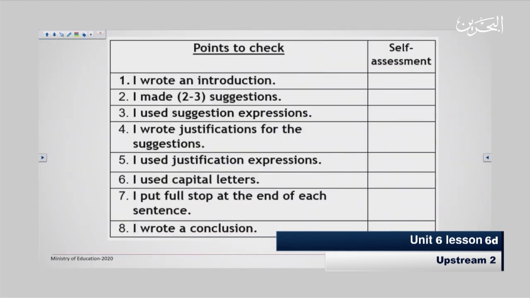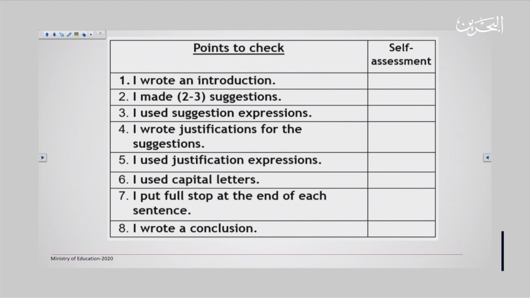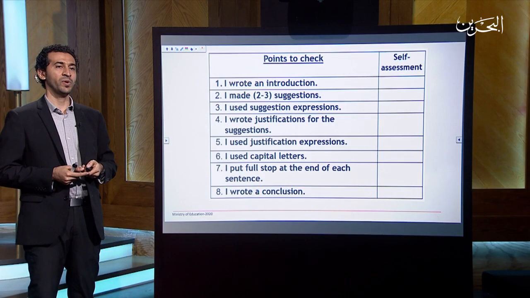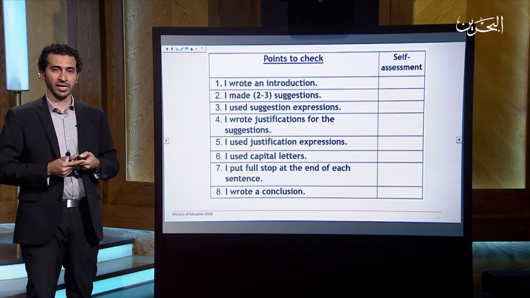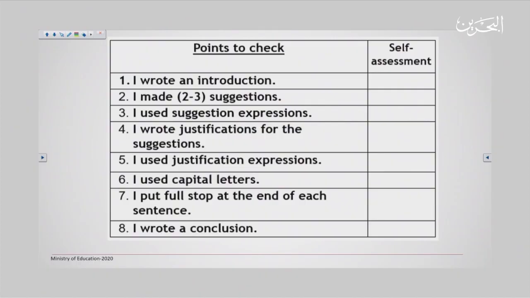And this will help you after you finish writing. You can go and check yourself. You can undertake a self-assessment in order to make sure that you have covered all the important points that we have to include in an article. So the first one is you make sure that you wrote an introduction. The second one, I made two or three suggestions. The third one is that you use suggestion expressions. Remember to use the expressions.